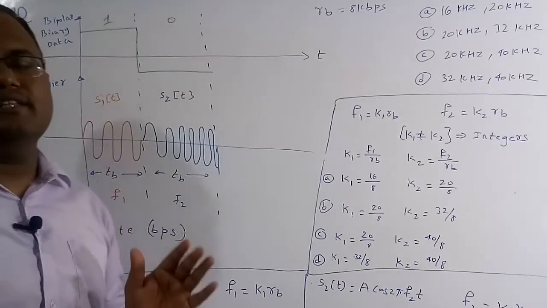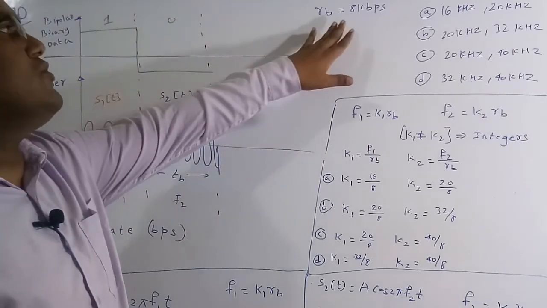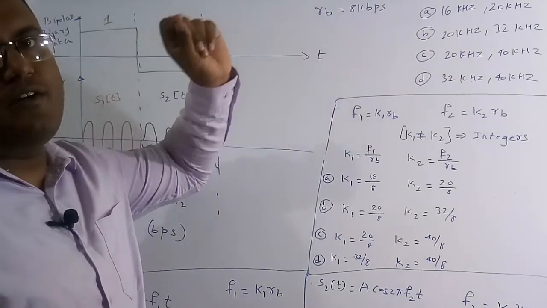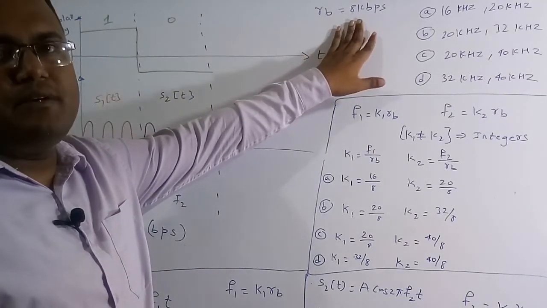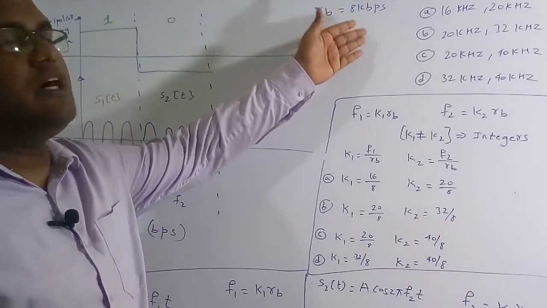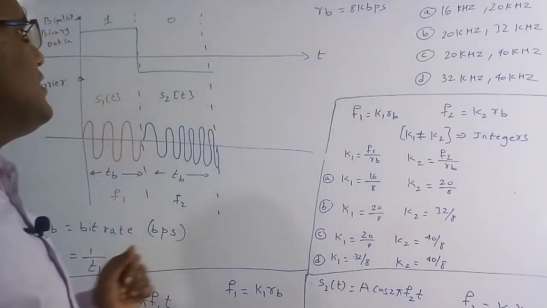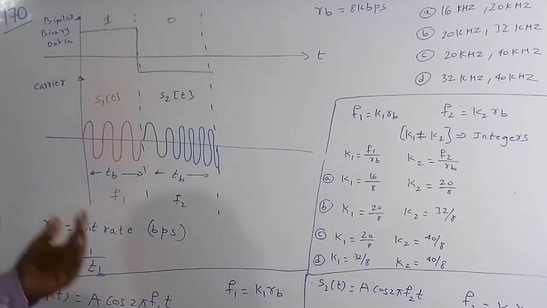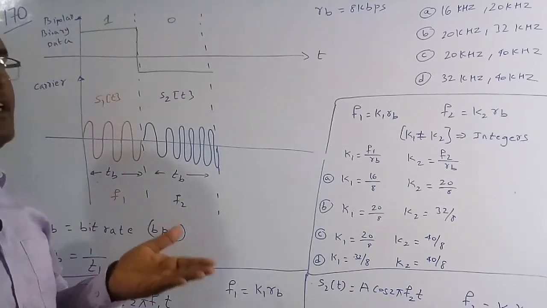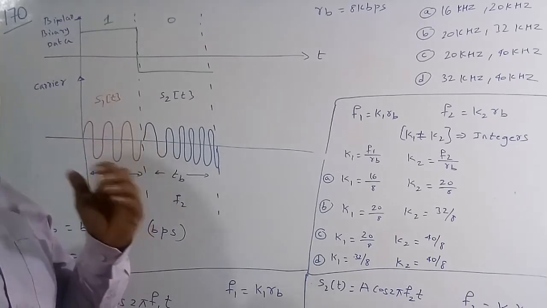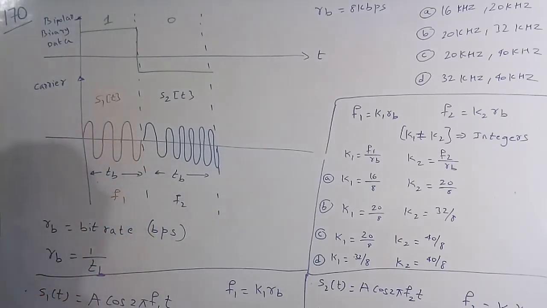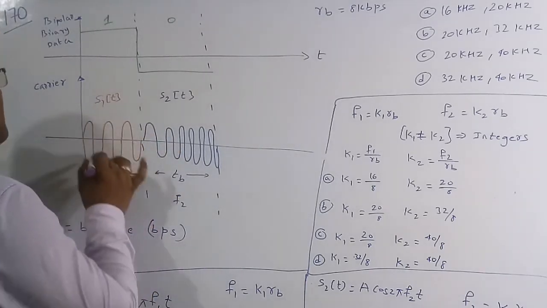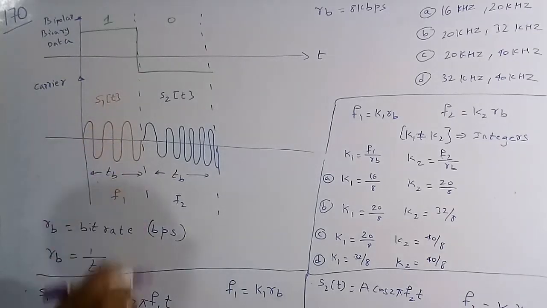In this question, they are given that the bit rate is equal to 8 kilobits per second, meaning 8 kilobits are transferred in 1 second. They also say they are going to use coherent FSK. FSK means frequency shift keying, and they are using the coherent scheme. Therefore, coherent means we are going to have an integer number of cycles, purely integer number of cycles used in the carrier.